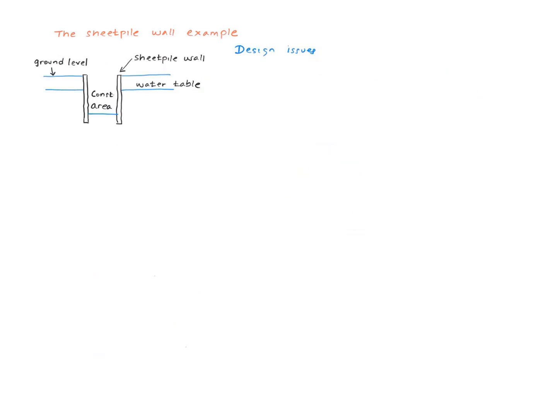Now let me take the third example, the sheet pile wall example, and point out the design issues. Number one, because of the differences in the elevation of the water table and the bottom of the construction area, water is going to be flowing from the water table into the construction area like this. So like in the other examples, we need to know the rate of seepage Q. If we do, then we can pump the water out to keep the construction area dry. I'll show you some pictures on that in a second.